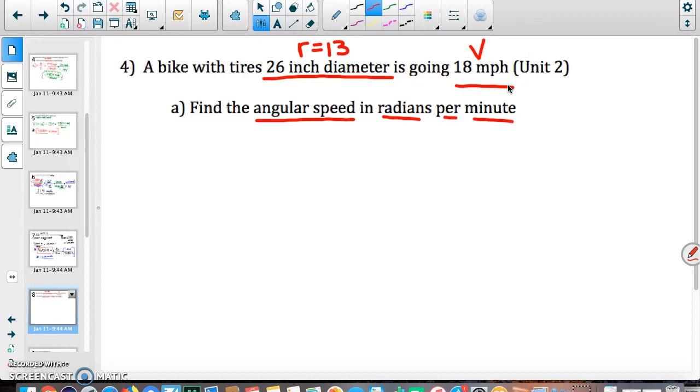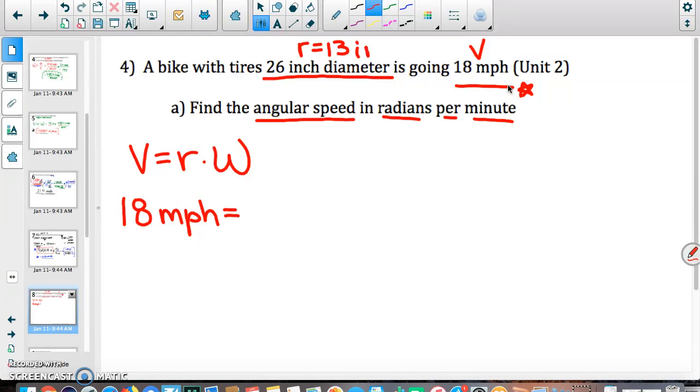Whoa, crazy, because I have my linear speed in miles per hour. So I'm going to definitely need to do some converting. So let's set up my equation here. I have linear speed, I have my radius, and I want to solve for angular speed. So my linear speed is 18 miles per hour, and my radius is, issue, because my radius is in inches.